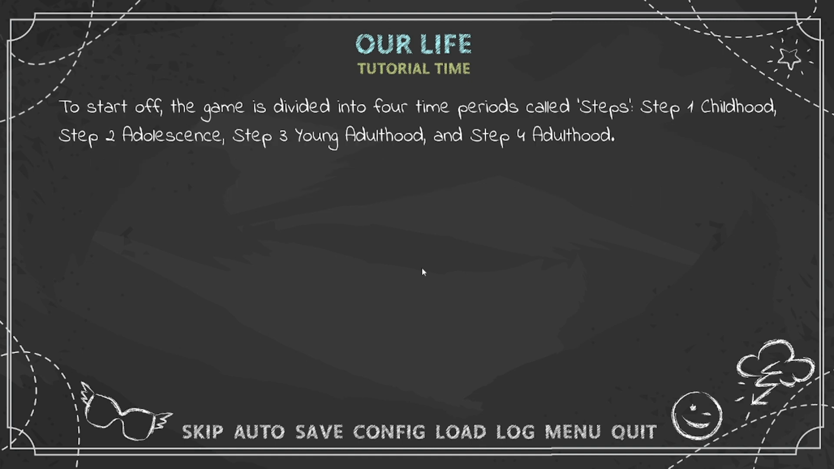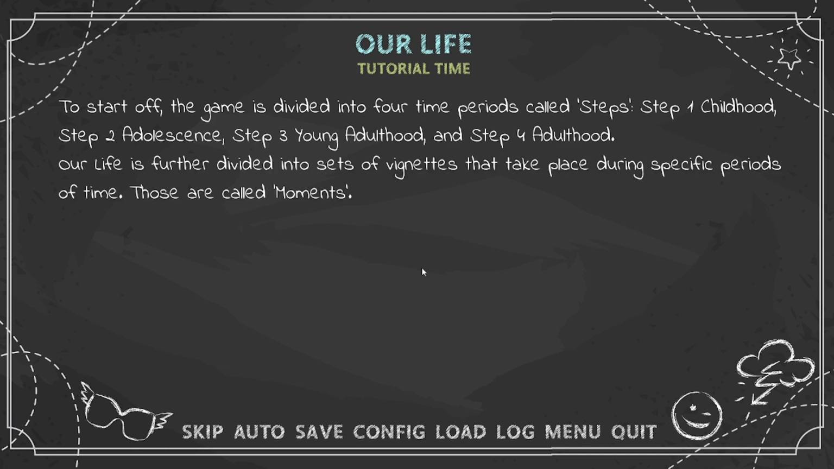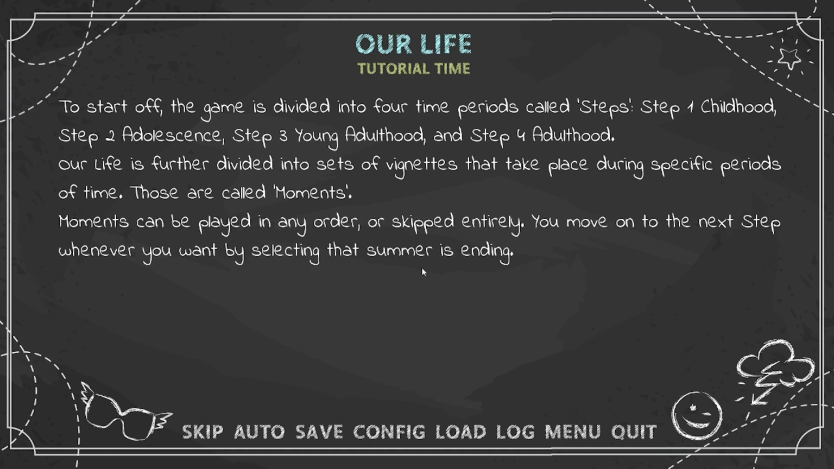To start off, the game is divided into 4 time periods called steps. Step 1, childhood. Step 2, adolescence. Step 3, young adult. And step 4, adulthood. Our Life is further divided into sets of scenes that take place during specific periods of time. These are called moments. Moments can be played in any order or skipped entirely.